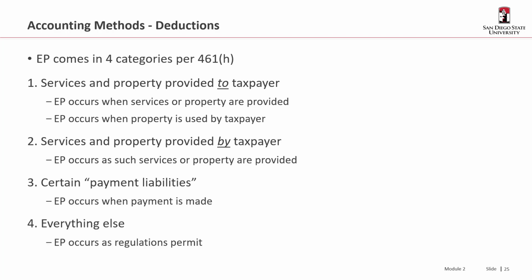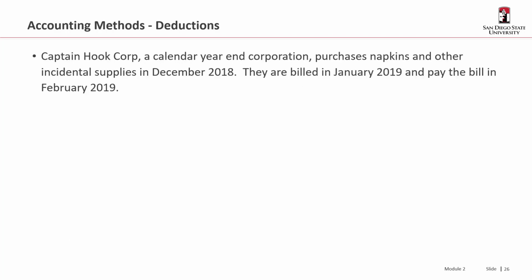Everything else, it says economic performance occurs as regulations permit or treat it like a payment liability. All right, so Captain Hook Corp is a calendar year-end corporation, purchased napkins and other incidental supplies in December of 2018. They are billed in January of 2019, and then they pay the bill in February 2019. So this is obviously an accrual-based corporation. When do they get to deduct the cost of purchasing napkins and other incidental supplies?